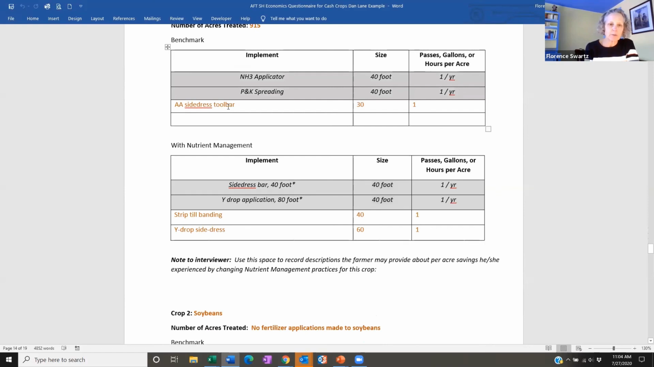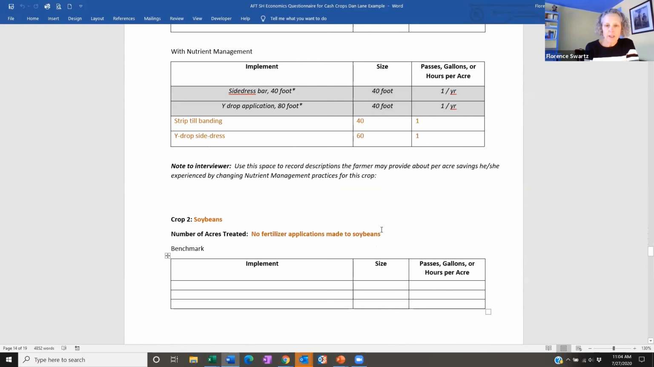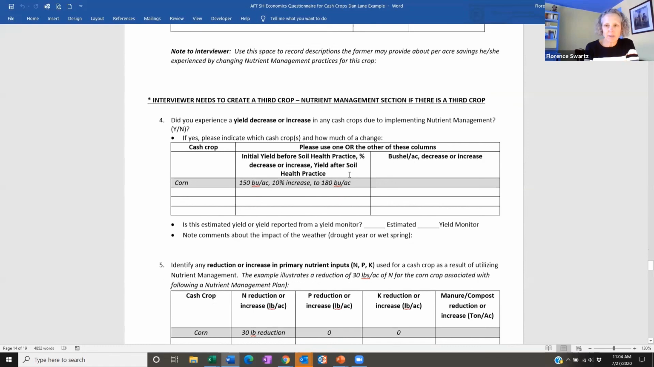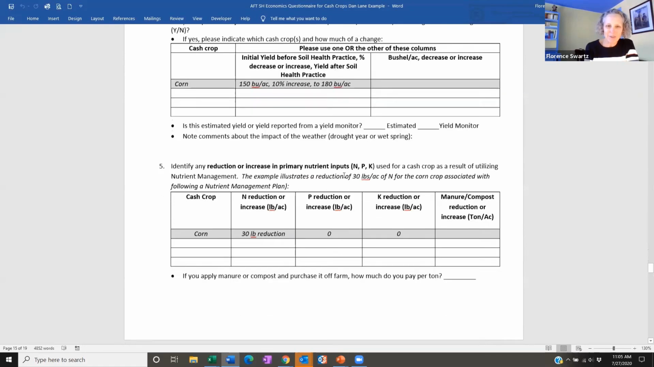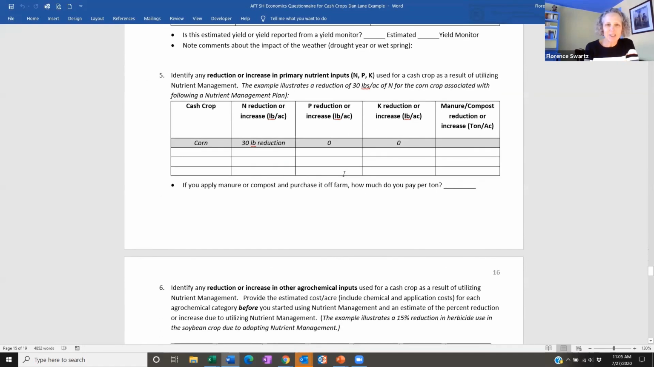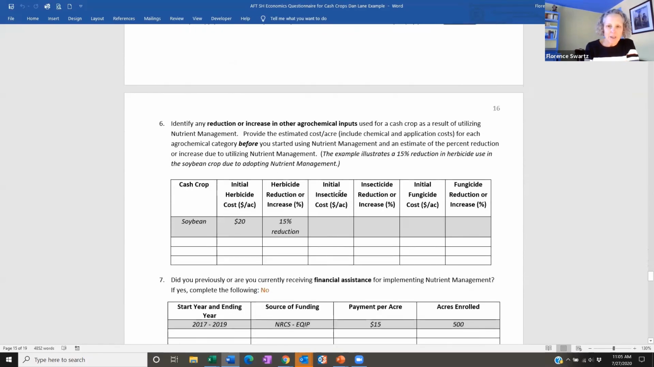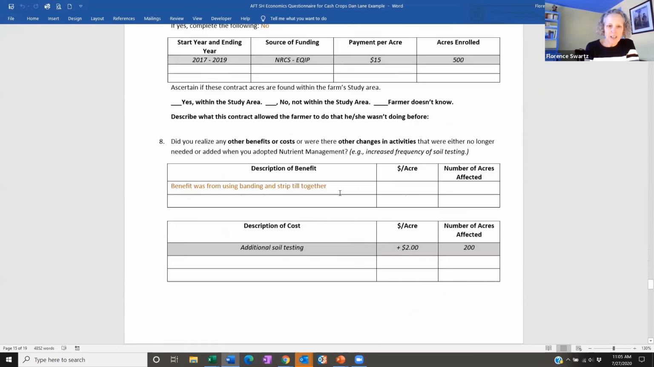And here we have a tool, one pass before, two passes now, but they're actually putting it on during strip till when they're tilling the ground in the spring for planting. So guess what? We really don't have a change in the number of passes for nutrient management. That was unchanged, but we do show it in the questionnaire, some of the intricacies of what the farmer did as a result of adopting nutrient management. The rest of this is the same as the other tillage tab that we were just looking at.